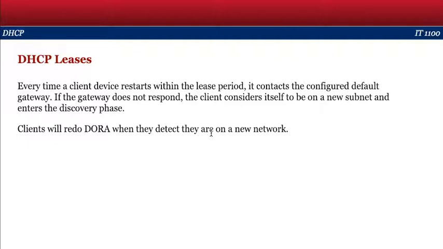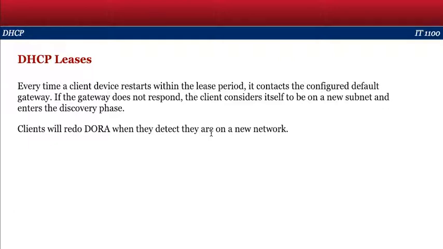Every time a client device restarts within the lease period, it contacts the configured default gateway. If a gateway does not respond, the client considers itself to be on a new subnet and enters the discovery phase. So think about that. You have a cell phone or something. You take it from home to the school. At home, you're contacting your own local router to get a DHCP address. But then you leave and drive up to the school. Let's say your lease is 10 minutes.